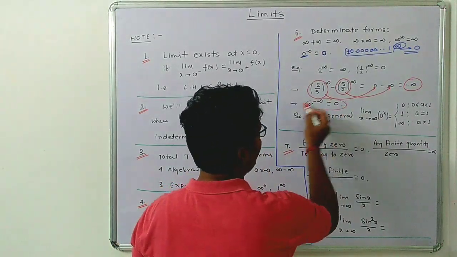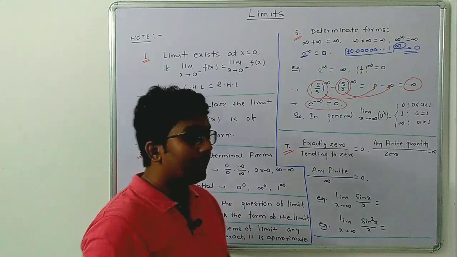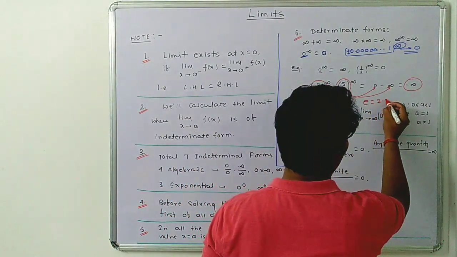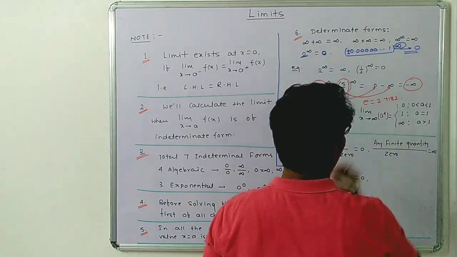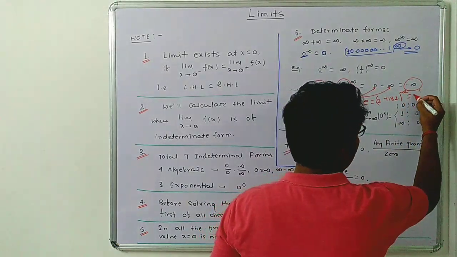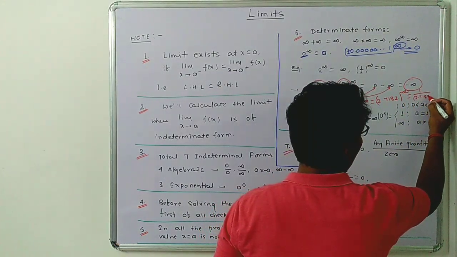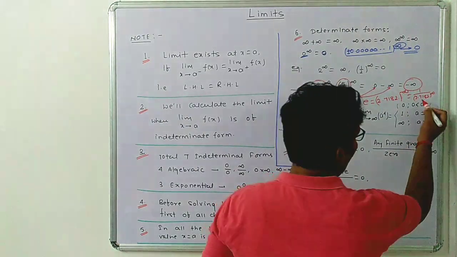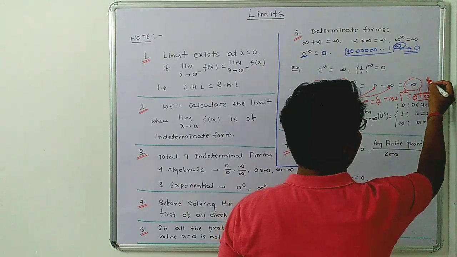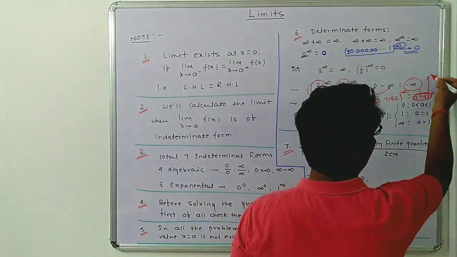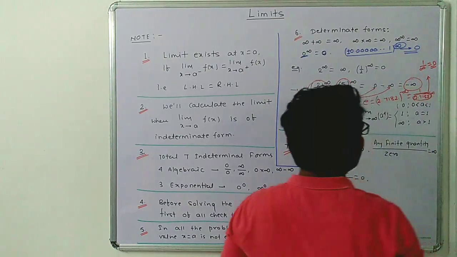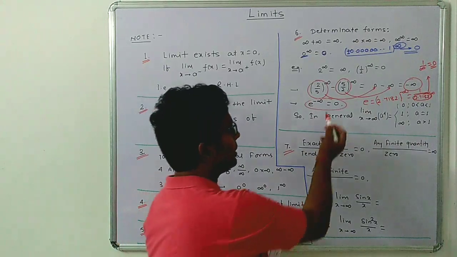And e raised to minus infinity, what about this? So e, what is e? e is a number whose value is 2.7182, right? So if we are taking the power minus infinity, it means what? This is 1 upon 2.7182 raised to infinity. So what is this? This is a number greater than 1. If we take any number greater than 1 and raise it to infinity, that is going to give you infinity, and 1 by infinity, we already know this is 0, right? So that is why this is 0.